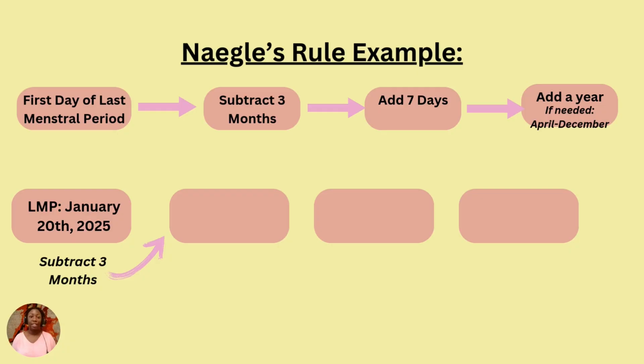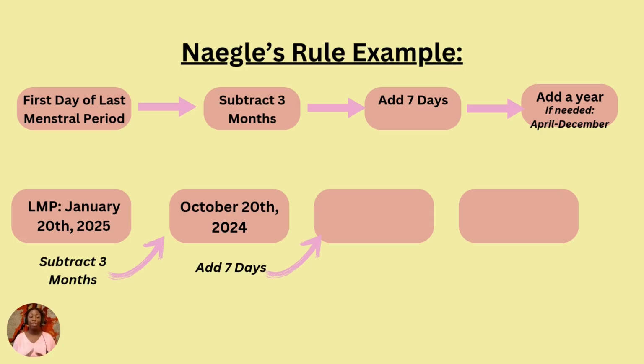What we have listed on the slide for the first day of the last menstrual period is January 20th, 2025. Following the formula of Naegele's rule, the first thing that we're going to do with this date is subtract 3 months from it. If we go back 3 months, we get a date of October 20th, 2024.